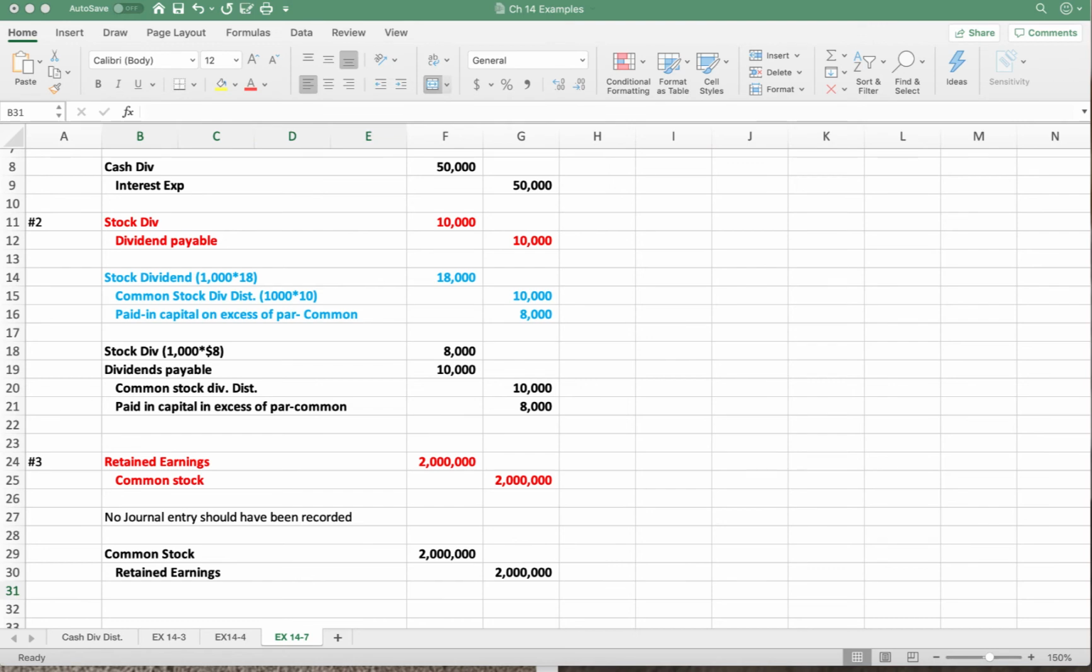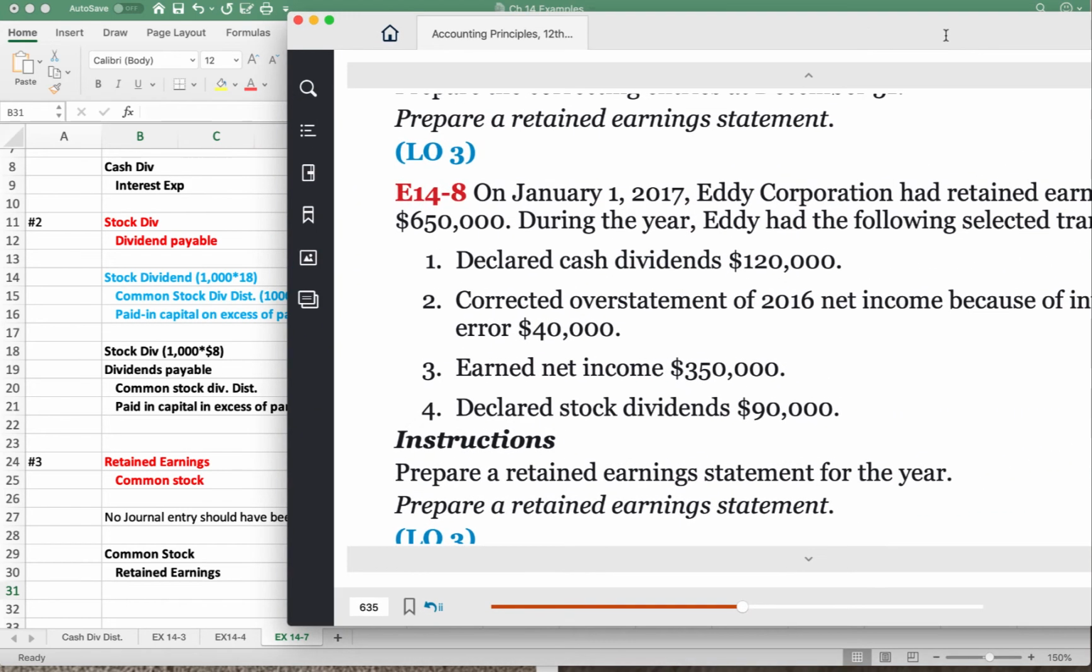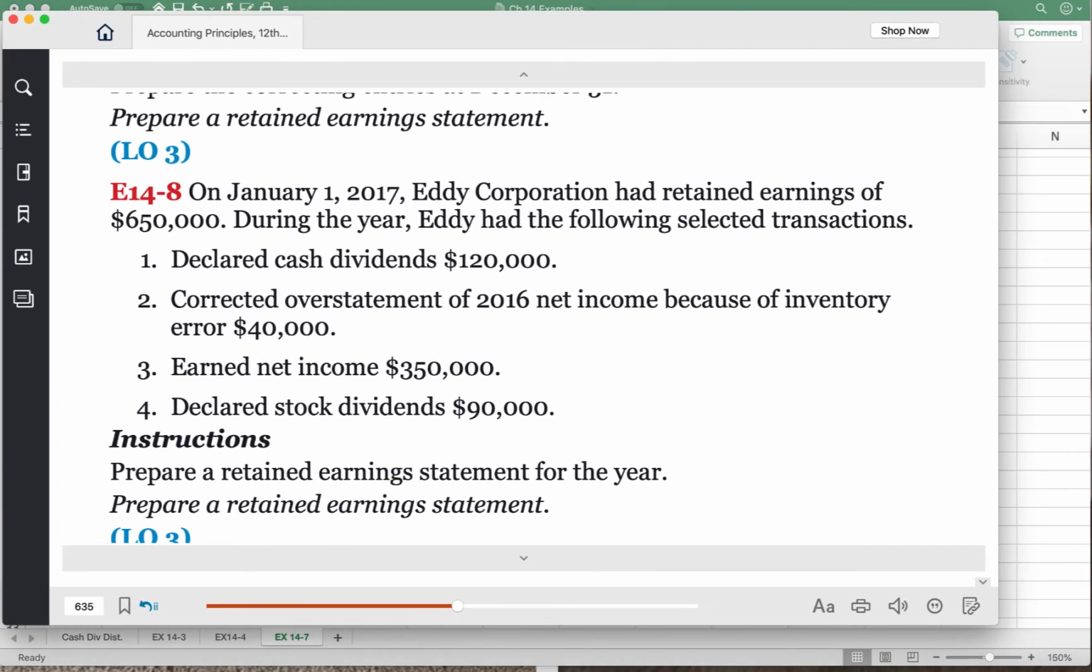The next problem, or exercise rather, that I'd like to work on is exercise 14-8. Here they want us to prepare the retained earnings section for Eddy Corporation. So what we need to do is first figure out, okay, what did we do wrong? What are they telling us? How do we fix it? Super easy, right?